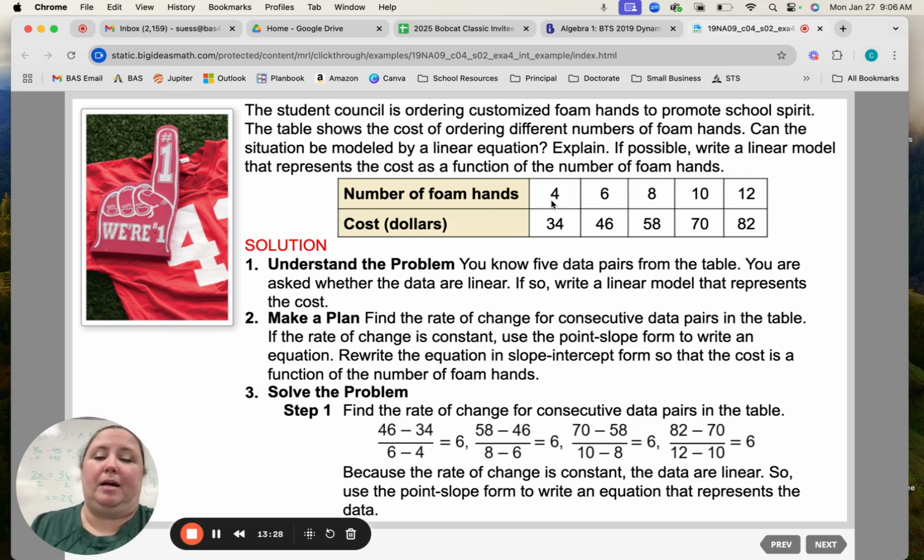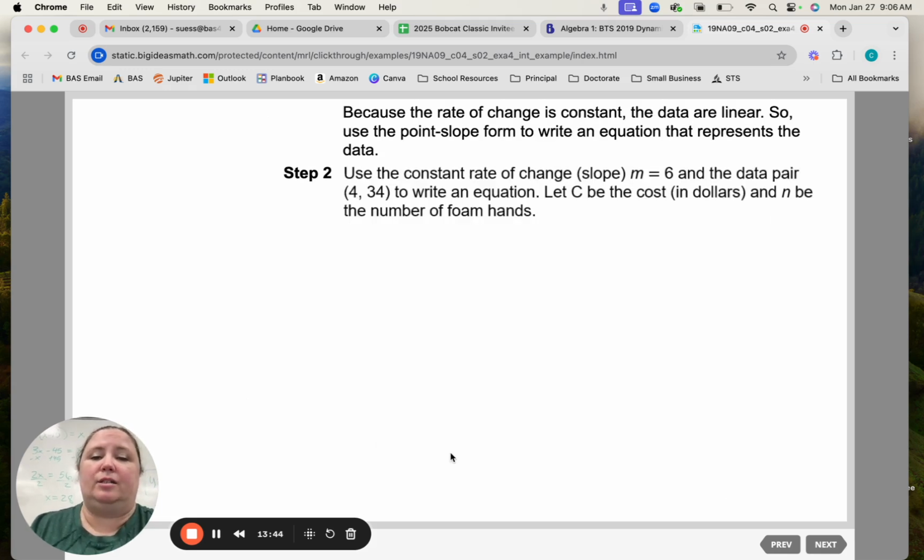I would have just looked at the pattern. 4 to 6, 6 to 8, 8 to 10, 10 to 12. That's a pattern. 34, this goes up by 12 each time. Just look, oh, hey, that looks like a pattern, rather than doing this every single time. So yeah, you can just do that. Look at the pattern. If it goes up by the same, then you just find the slope by doing one of them. All right, so now that we have the slope, let's put it in our point slope form.